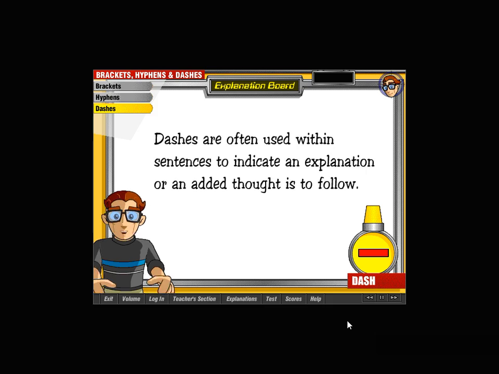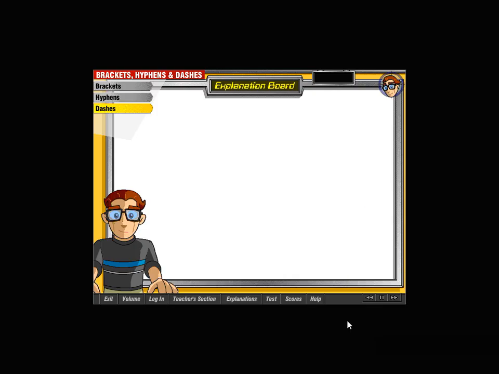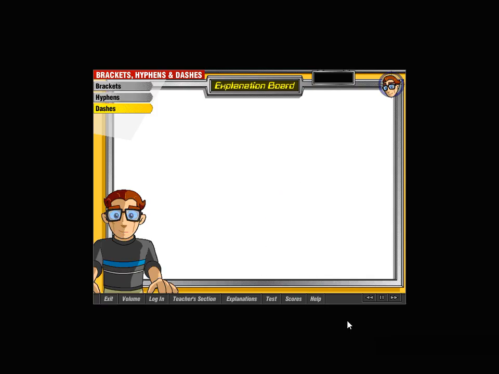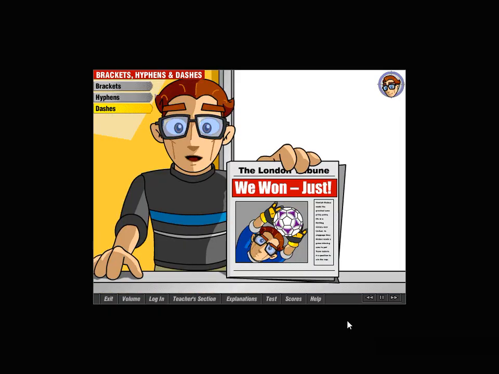So, what are they for? Well, single dashes are often used within sentences to indicate that a kind of explanation or an added thought is to follow. For example, the manager had plans to save the team — plans he refused to tell the press. Newspaper headlines often use dashes in the same way, but for dramatic effect.